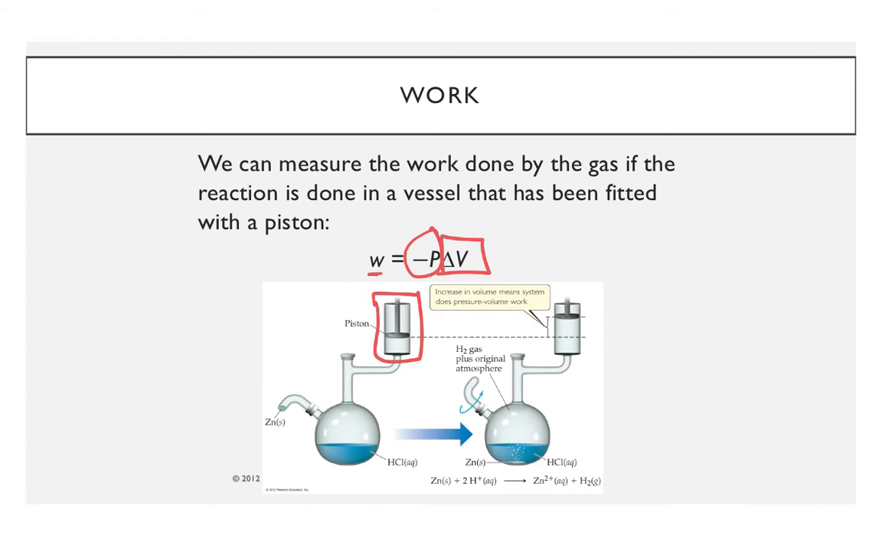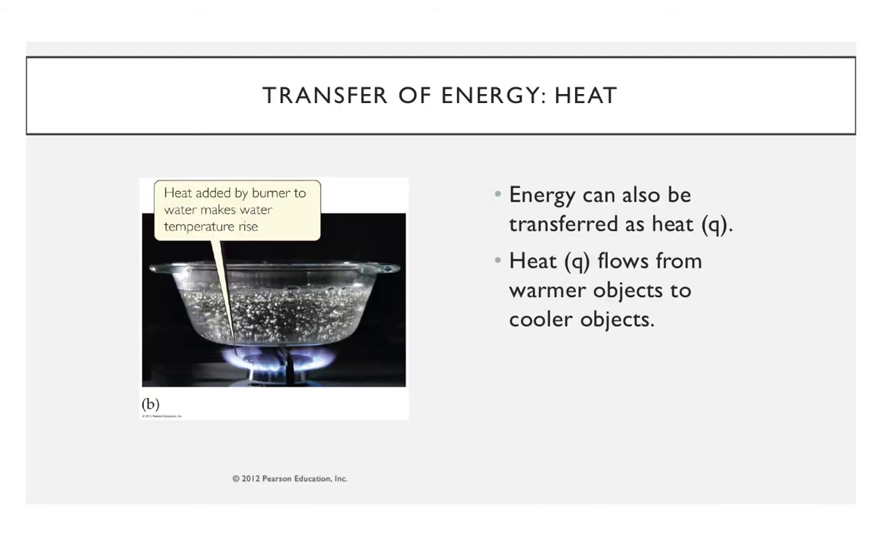Okay, so if I have a reaction here that's going on and I add some zinc into the hydrochloric acid, it's going to start producing gas. That gas will go ahead and push this cylinder up, and whatever the pressure is in this vessel that's kept constant by the piston going up and down, that pressure times the volume change is going to give me the amount of work that's being done by this chemical reaction.